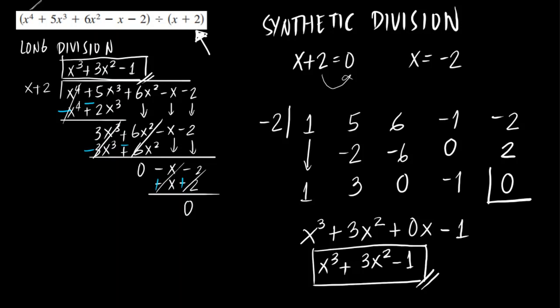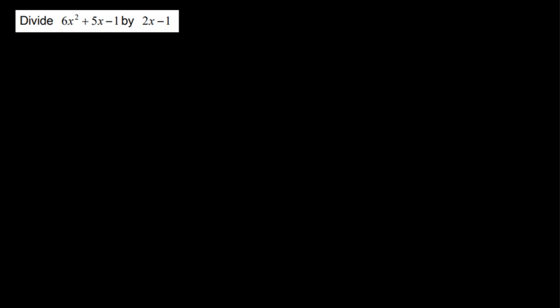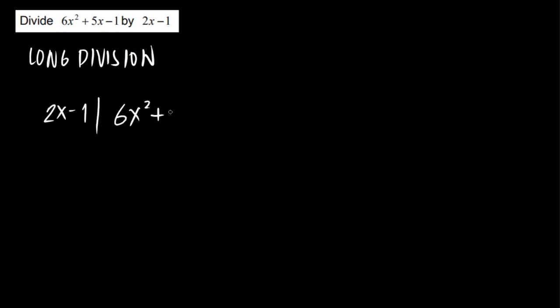Okay. There's another example where it is not as easy as that. You will deal with fractions. So, let's see. Alright. 6x squared plus 5x minus 1, long division. Okay, 2x minus 1 divides 6x squared plus 5x minus 1.